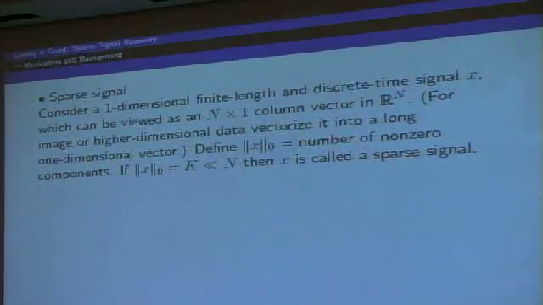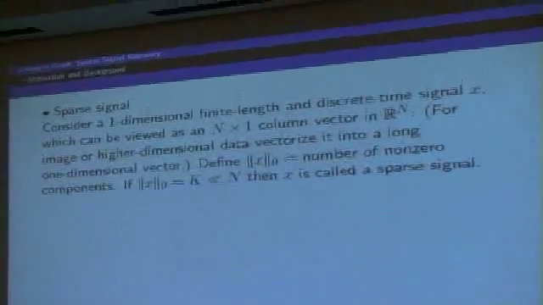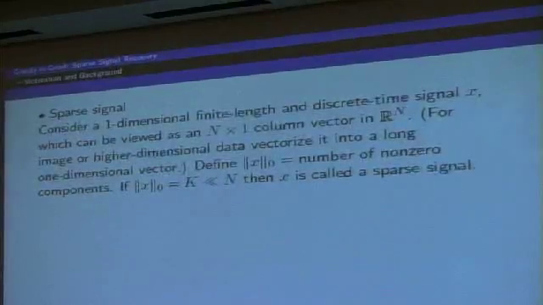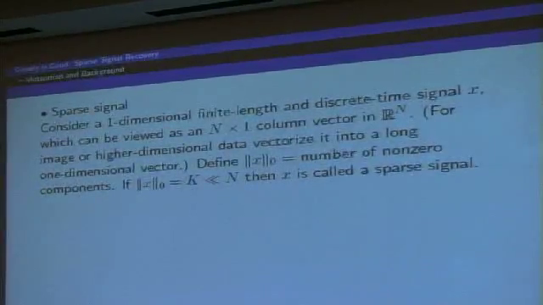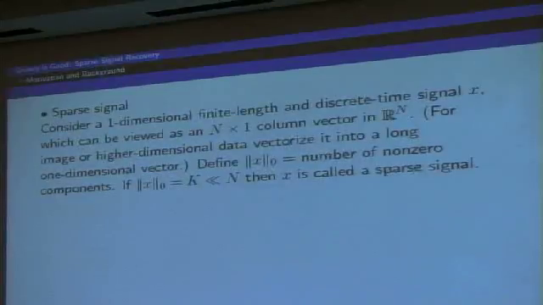Okay. So first, what is a sparse signal? Consider a one-dimensional, finite length, discrete time signal x. We can view x as an n by 1 column vector in R^n. If our data is an image or higher dimensional data, we can vectorize it into a long one-dimensional vector. We define the L0 norm of x to be the number of non-zero components of x. We also call this the sparsity of x. If the sparsity of x equals k, where k is much less than n, we call x a sparse signal.